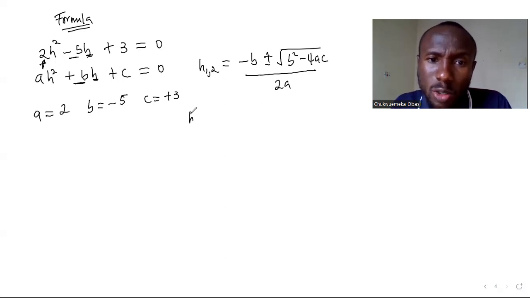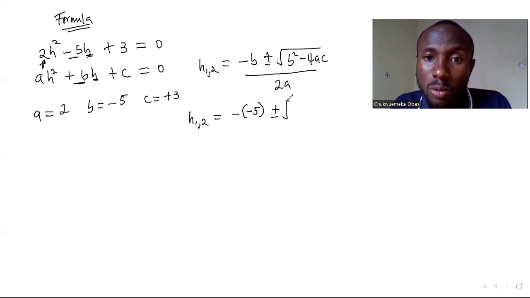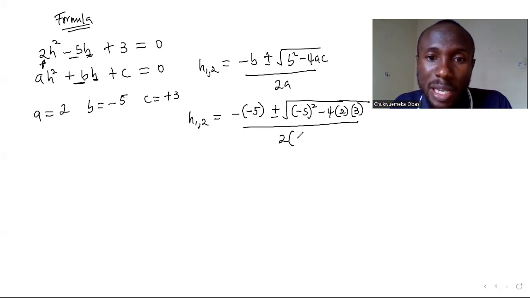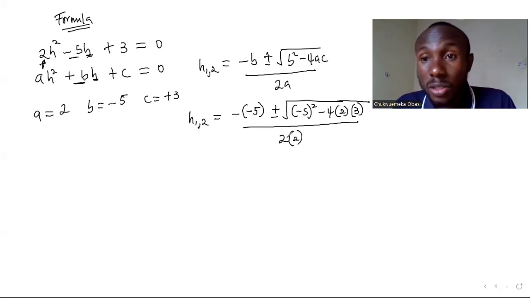So we now have h1,2 is equal to minus. Then what is b? b is -5. So I'm going to put it in bracket, -5 like this. Then plus or minus square root of b, which is -5, so it will be -5 squared minus 4. My a is 2 and my c is 3. All divided by 2 times a, and a is 2. So the next thing you want to do from here is simplification only. So let's simplify all these.